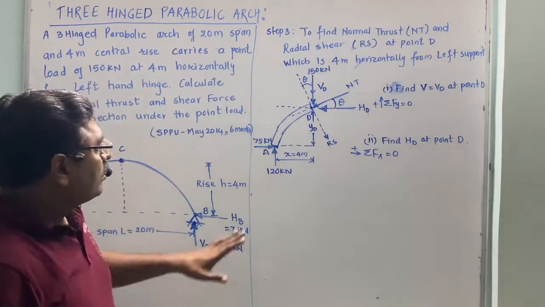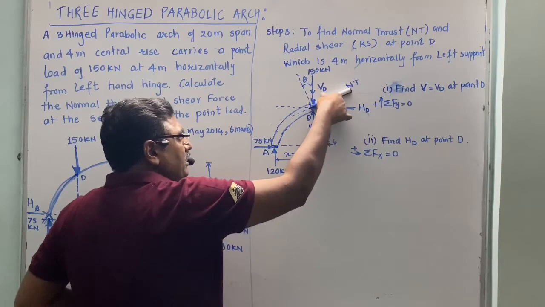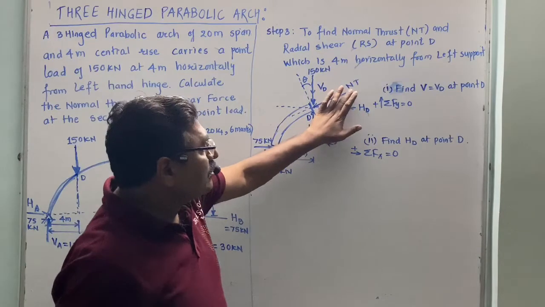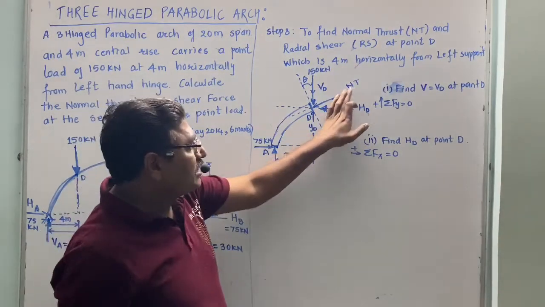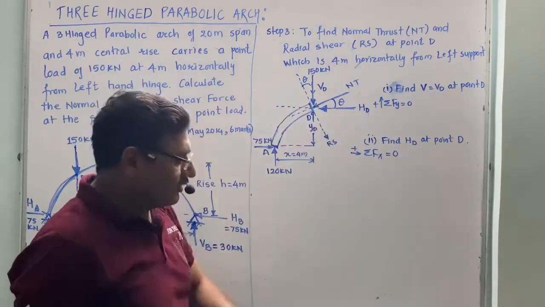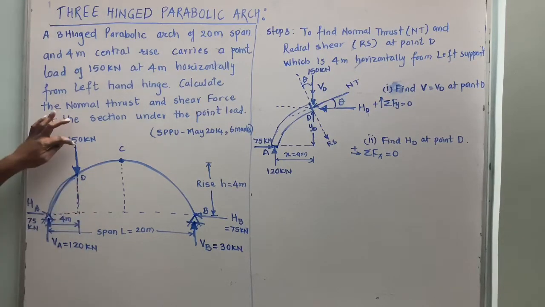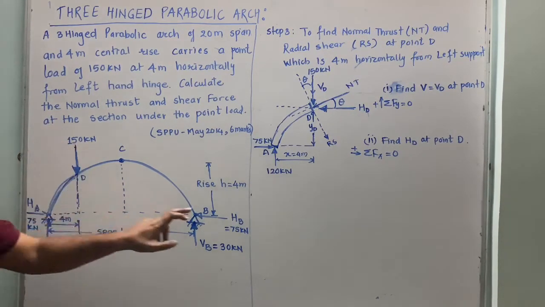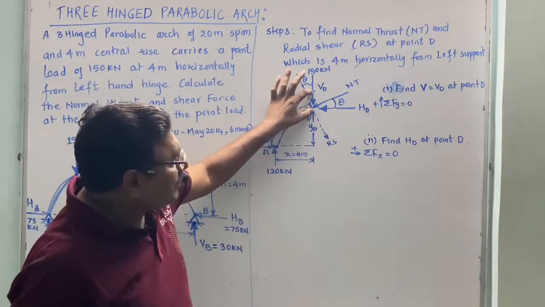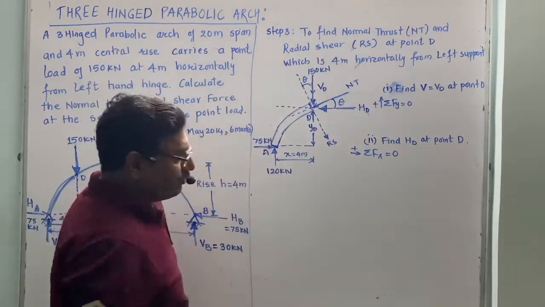Now we know that perpendicular to this plane is your normal thrust and tangential to this plane is your radial shear, and we have to calculate these two forces. To calculate them, we have to calculate horizontal at D and vertical at D. But in this numerical, at the point D, this 150 kilonewton is already acting. So VD is the vertical force acting at point D, and in addition to that, this 150 kilonewton force also acts at the same point.